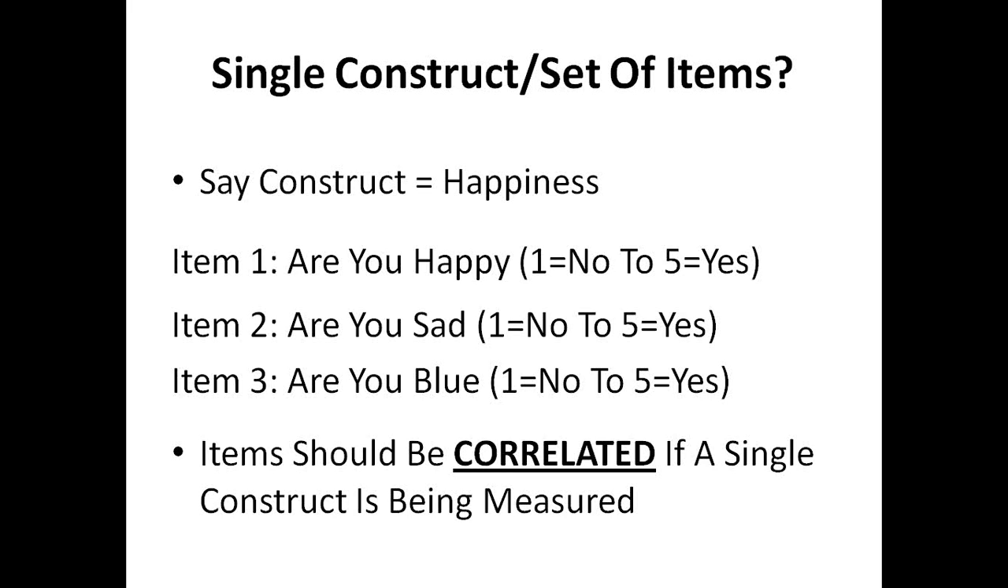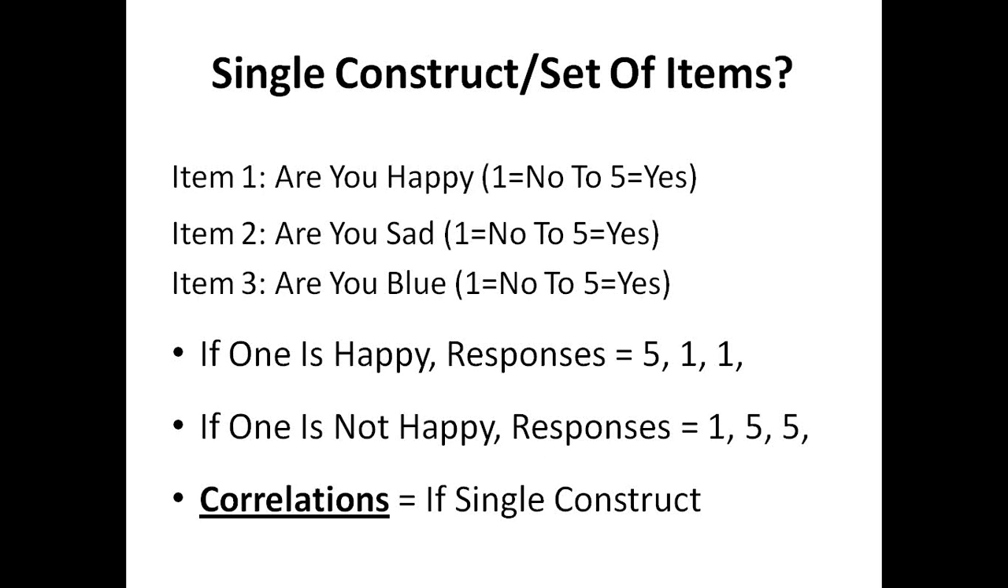So we look at item 1, item 2, item 3. Item 1: are you happy? Answered on a scale from 1, no, through 2, 3, 4, up to 5, yes. Are you happy on a scale of 1 to 5? Okay, that item seems to measure happiness. Are you sad? On a scale of 1 to 5 again. And are you blue on a scale of 1 to 5? Now, the items should be correlated if a single construct is being measured. Right? Let's take a look at how.